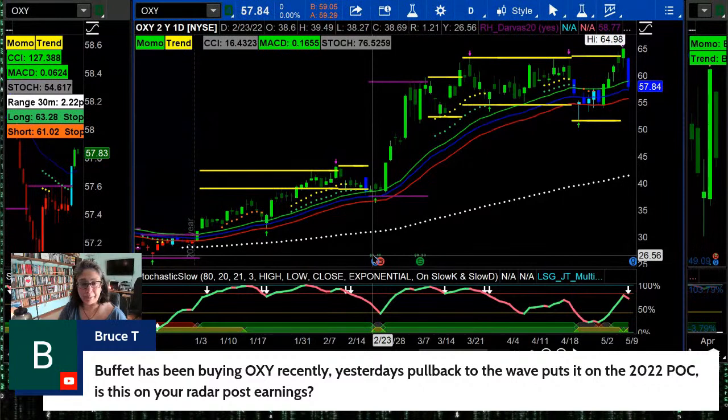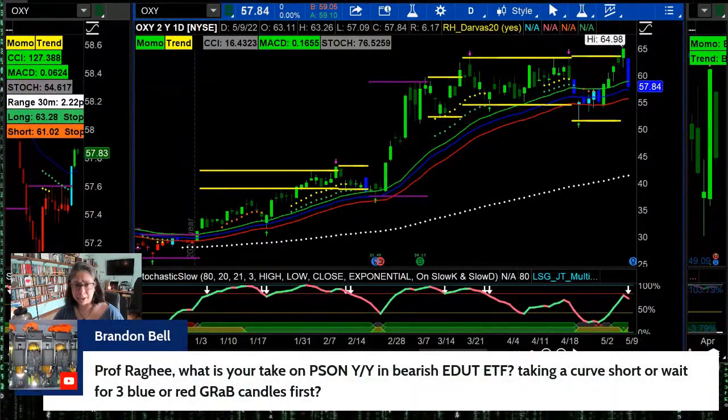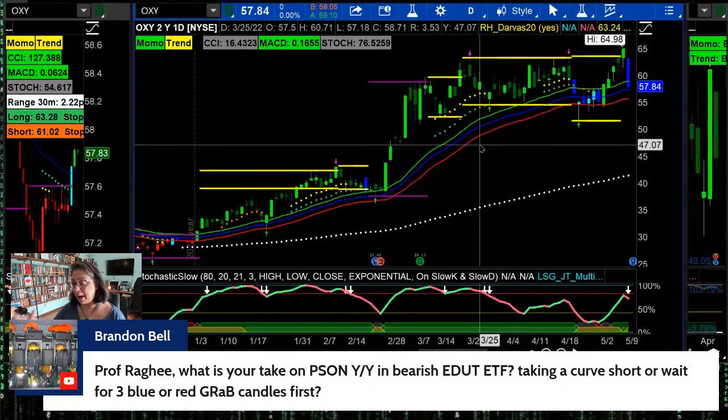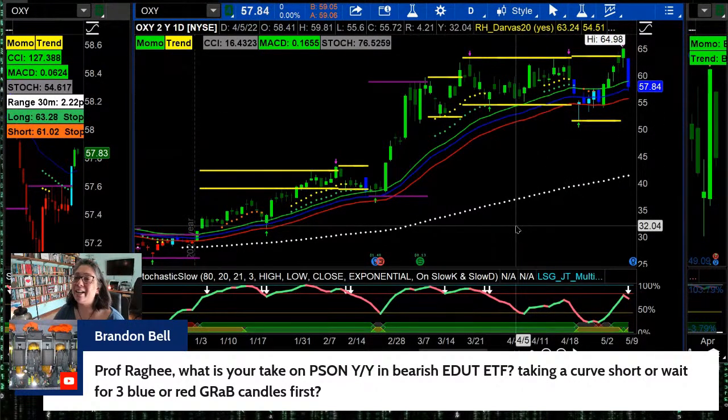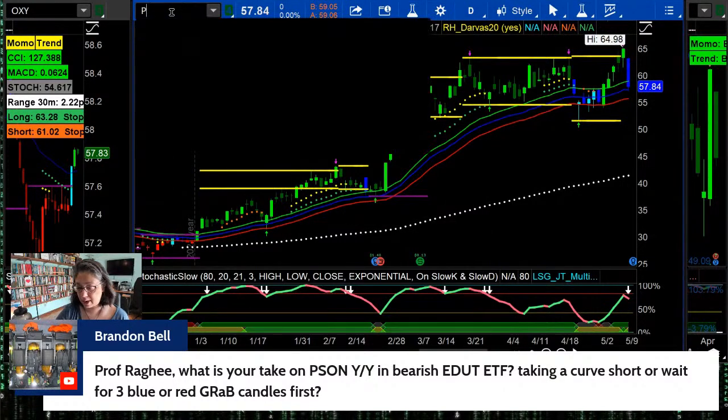So I don't consider this a dip into the wave. This is really more about overbought, oversold, and Darvis. And so be careful. Bullish bias for sure. I agree with you there. After the earnings, great eye. Absolutely. But I think I'd want to dive a little bit deeper into the stocks that are hanging out with OXY and just confirm that that's the best place that I could be looking for a potential buy within that group, within that industry, within that sector, within that niche, whatever it is that stock is a part of. Thanks for the question. All right, Professor Raghee, what is your take on PSON?